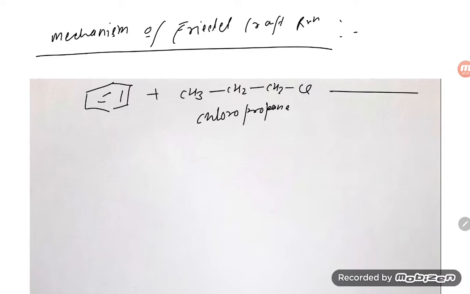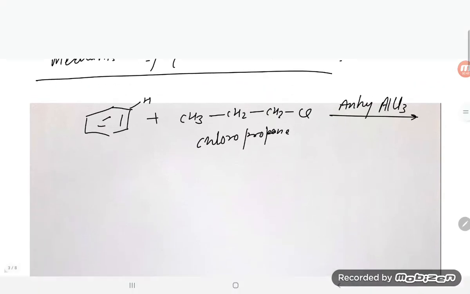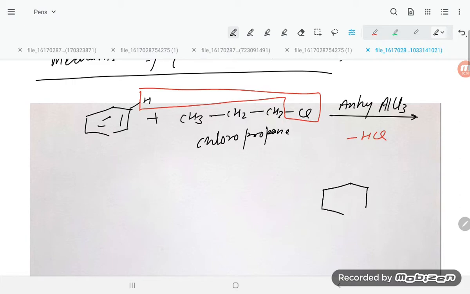And if you are treating with anhydrous AlCl3, what compound are you going to get here? Here hydrogen is there. So if you are treating this, here hydrogen and chlorine are getting out. So firstly, minus HCl is happening. And in the second case, you can see this bond, this is the CH2, here is CH2, and this is the CH3. This is the very minor product, minor.